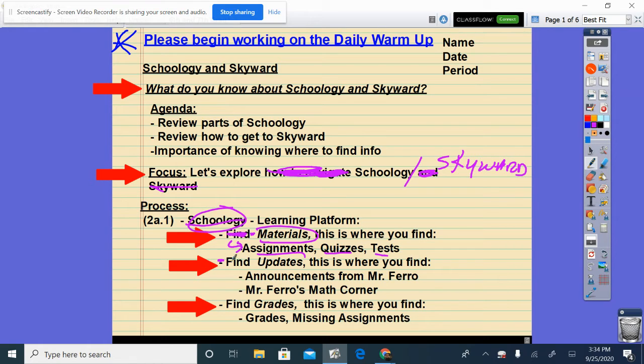Then I put another bullet point, get rid of the word find, and I'd say updates, announcements, and Math Corner, because I know who Mr. Farrow is, I don't need to write that. Lastly, another bullet point, get rid of the word find, and put grades. I know grades are grades, but missing assignments are important, and I want more information about them. This is how I'm demonstrating how I would take notes, what I would write down and what I would eliminate, because I don't need to write down every word.